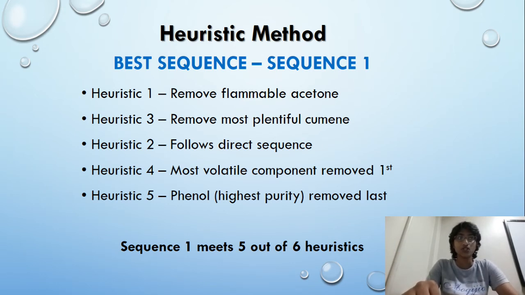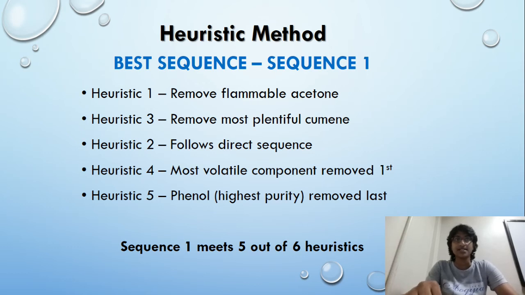Then we used heuristic 2, as this followed the direct sequence approach in which the components were separated based on the boiling point from the least to the most. Heuristic 4, which is similar to heuristic 2, was used to separate the components based on volatility. The most volatile component was removed first. Finally, we used heuristic 5 to remove the highest purity product last. Phenol, which was the main product, had the highest purity, and therefore this product was removed last.